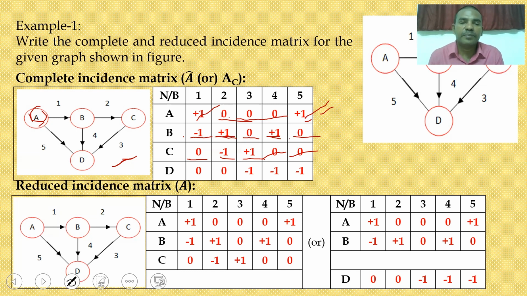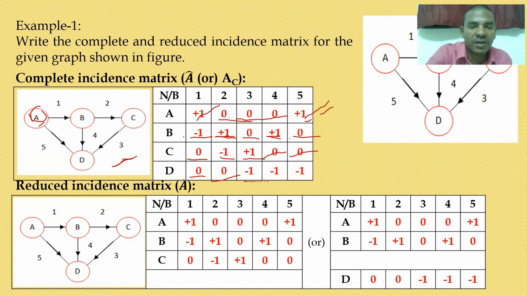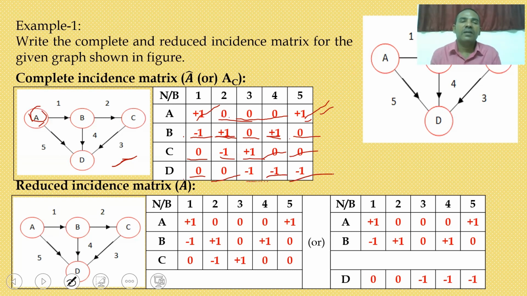Coming to node D. Node D has 3 branches, 3, 4, 5. Branch 1 and branch 2 are not incidenting, so blindly put 0. Branch 3 is incidenting, -1. Branch 4 is also incidenting, -1. Branch 5 is also incidenting, -1. So this is your complete incident matrix. For the given complete incident matrix, if you want to go for the reduced incident matrix, the main condition is for a particular column.